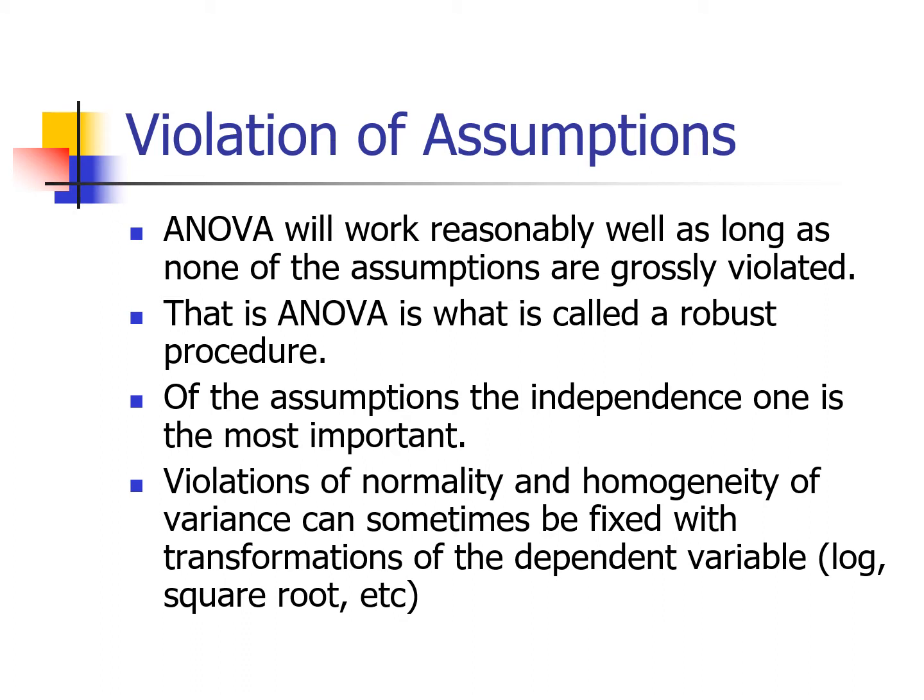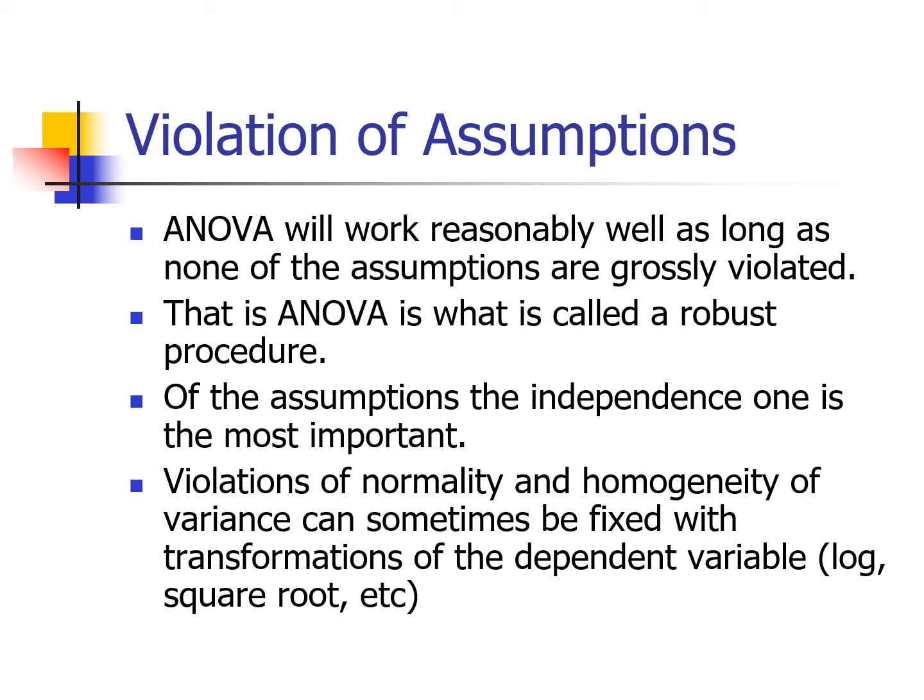Now, what if these assumptions are violated? Well, not that big a deal. The ANOVA will work reasonably well as long as none of the assumptions are grossly violated. That is, they're not severely violated. This means that the ANOVA is what's called a robust procedure. Robust basically means that minor violations of the assumptions are not that big a deal. It still works well when there are only minor violations of these key assumptions.